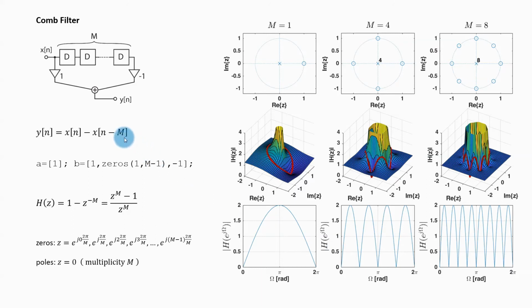If this delay is 8, these will be my zeros, and these will be my poles. This will be the shape of the magnitude of the transfer function, and this will be the amplitude frequency characteristic. And you can see that for higher values of this m, for this delay, the shape of the frequency characteristic resembles a comb. And that is why we call this filter the comb filter.